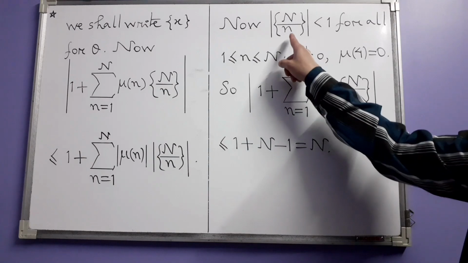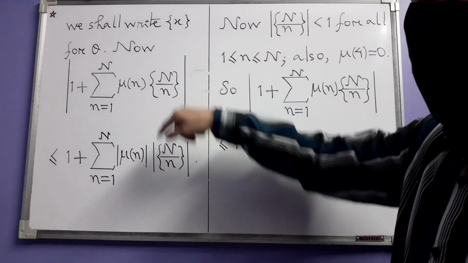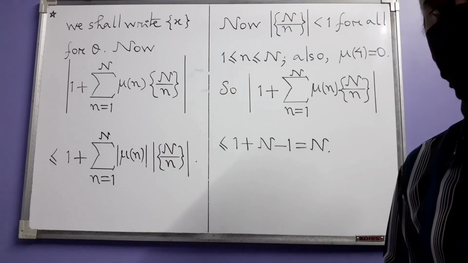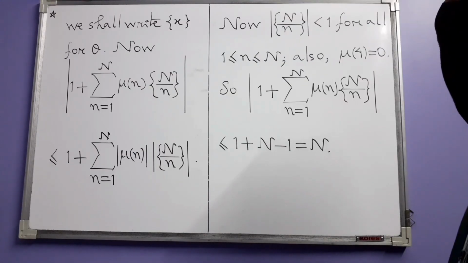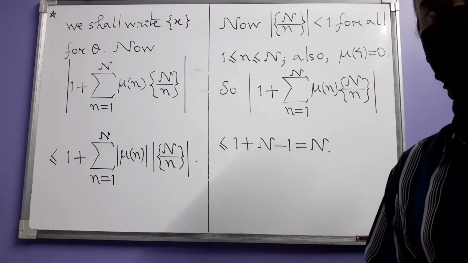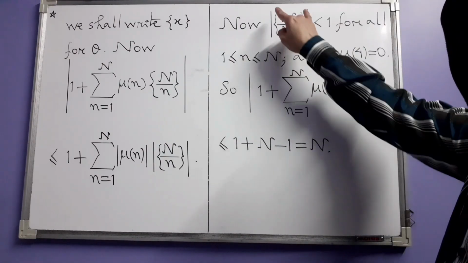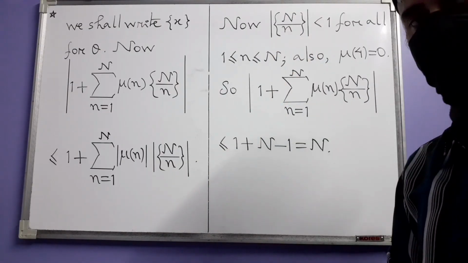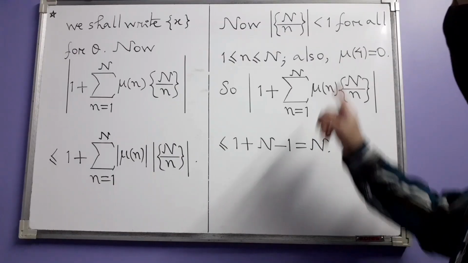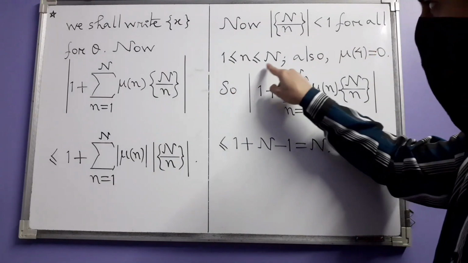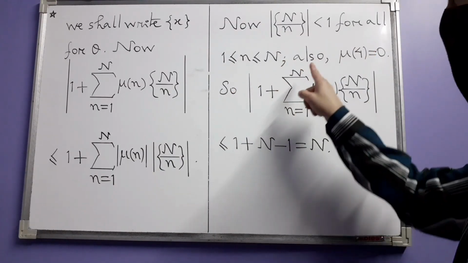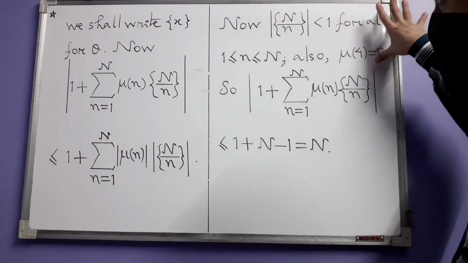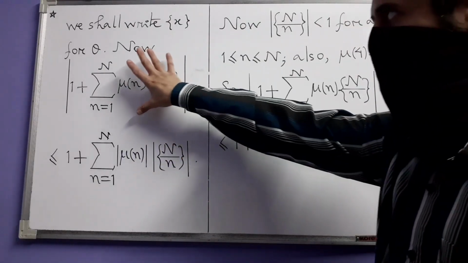Now next you consider this fact that these extra parts are all less than 1 by definition because they are theta. In each case it's theta, and they are also non-negative, that means greater than or equal to 0. So their absolute values, which are in fact appearing here, are themselves, and they are less than 1 for all small n varying from 1 through capital N. And additionally also mu of 4 is equal to 0. Now you use this information here. You first write this thing.